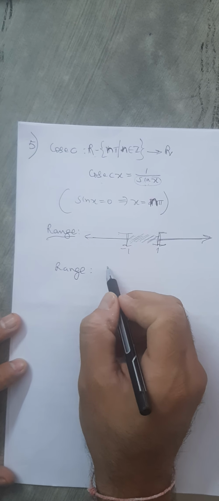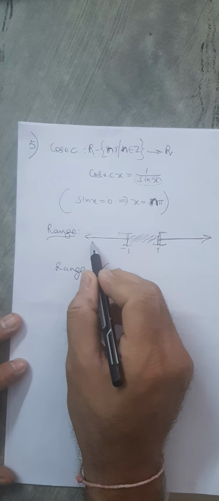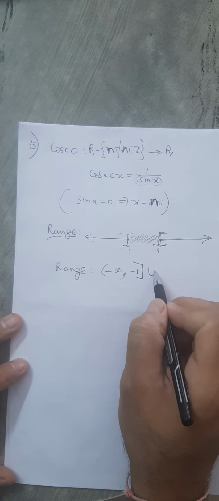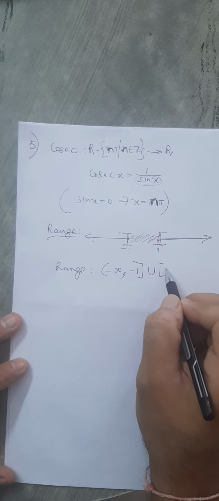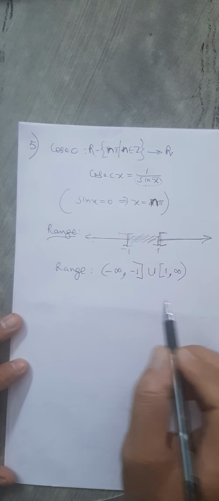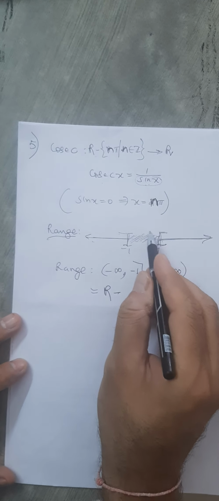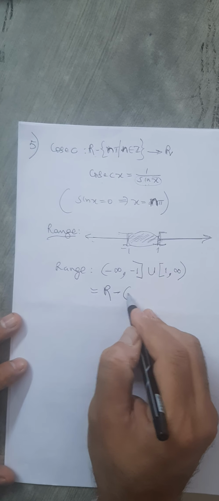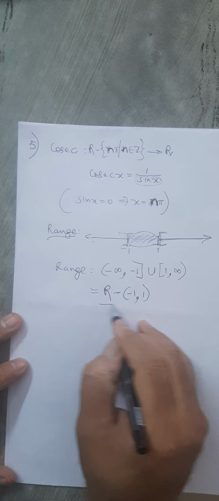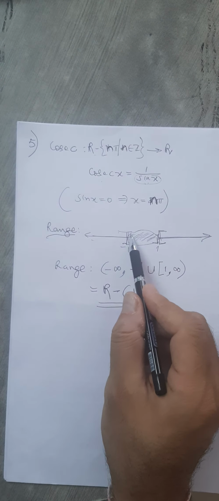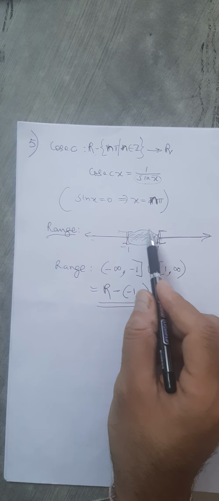So the range of the cosec function I can write in this way: minus infinity to minus 1, minus 1 is included, remember, union, starting from here, 1 to infinity. Now this you can write as all real numbers other than this portion, which is the open interval minus 1 to 1. Remember, you drop just this open interval minus 1 to 1. This is the range.